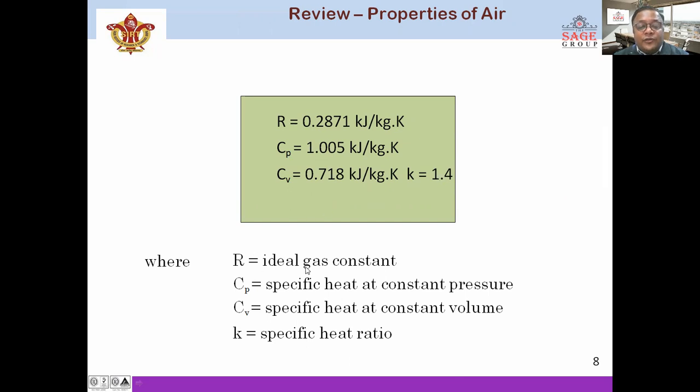Here R is the ideal gas constant, Cp is the specific heat at constant pressure, and Cv is the specific heat at constant volume. k or gamma is called the specific heat ratio, that is Cp by Cv. The ratio of these two is called gamma or k.